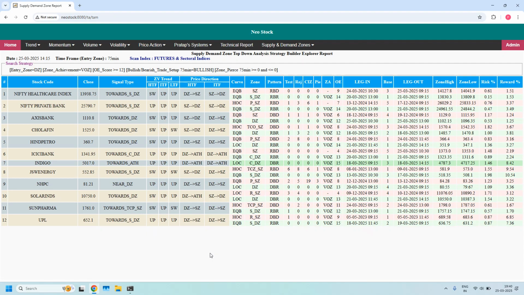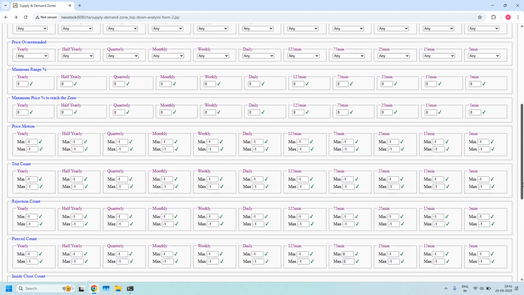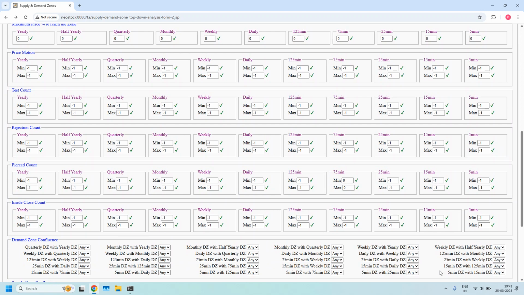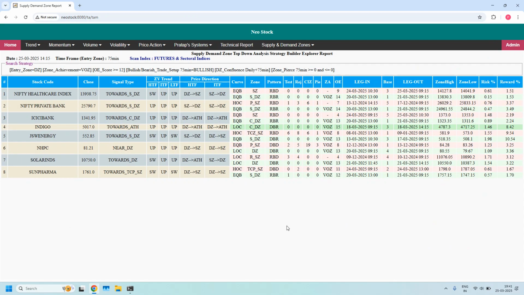First filter we will use 75 minutes and daily demand zone confluence. That is LTF, ITF, demand zone confluence. So I am enabling the filter 75 minutes demand zone with daily demand zone confluence. With this filter, the list has come down to 8 stocks. In all these 8 stocks, these 75 minutes demand zones are overlapped with daily demand zones. And also daily trend is up in all these stocks.